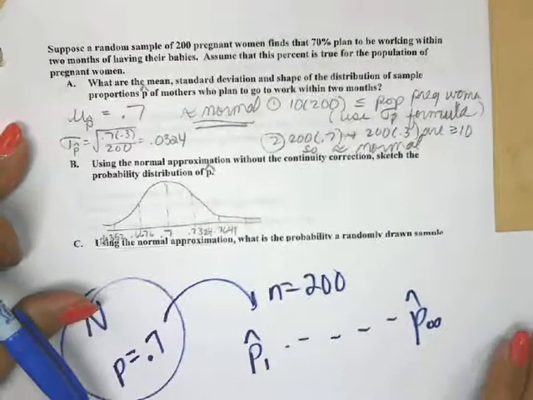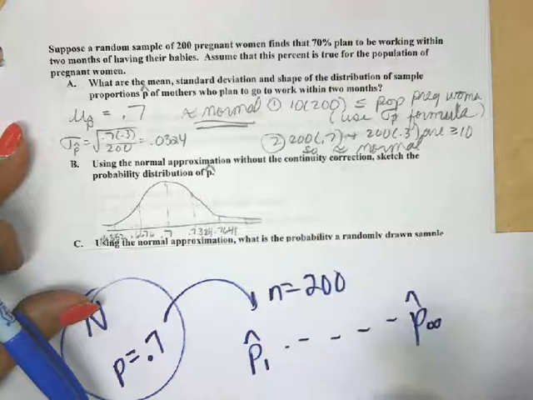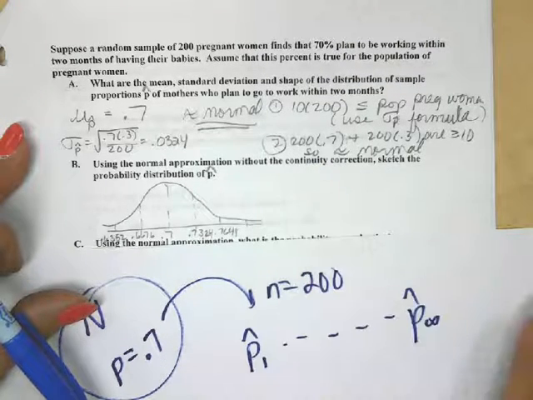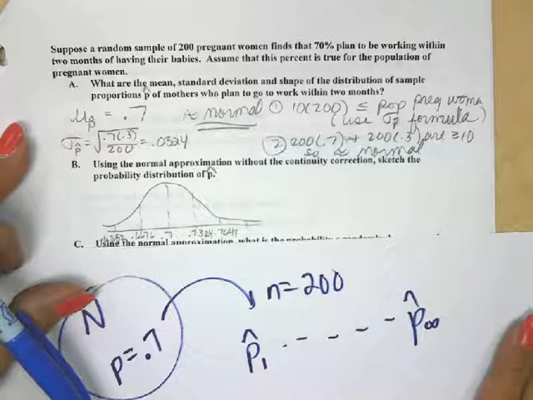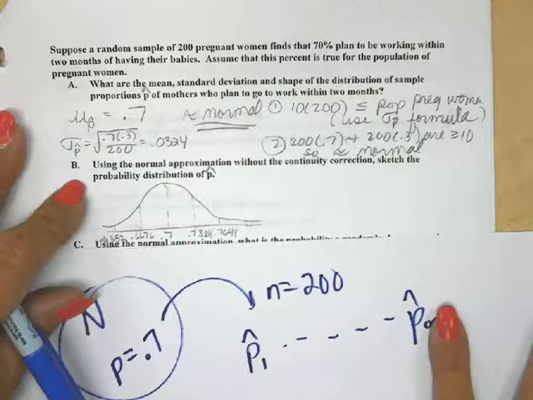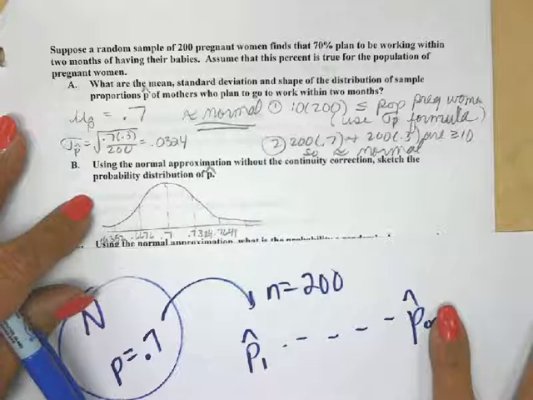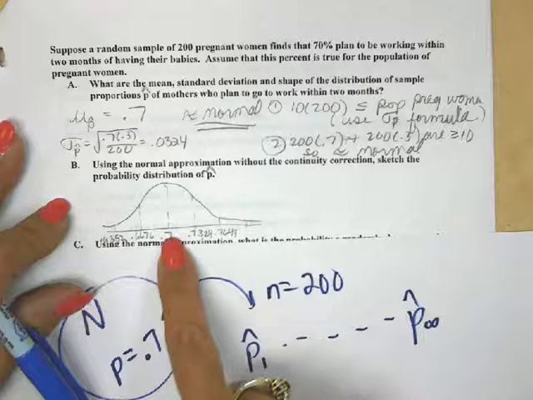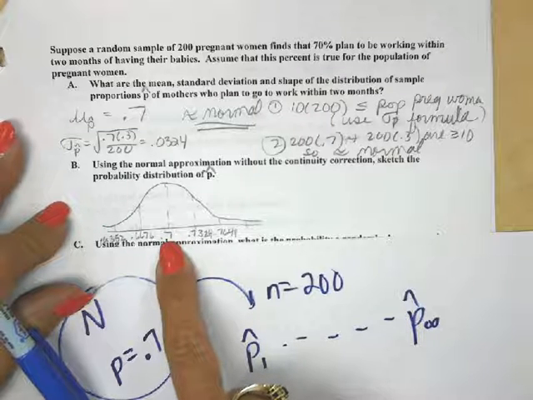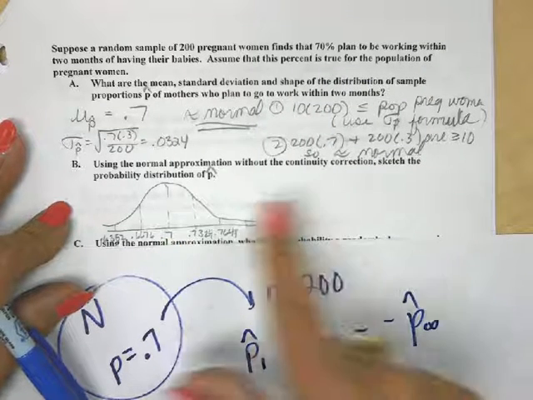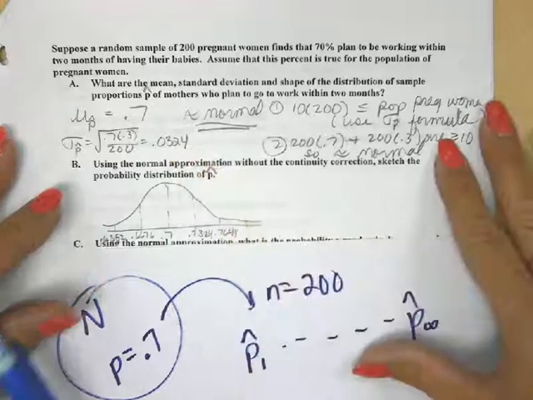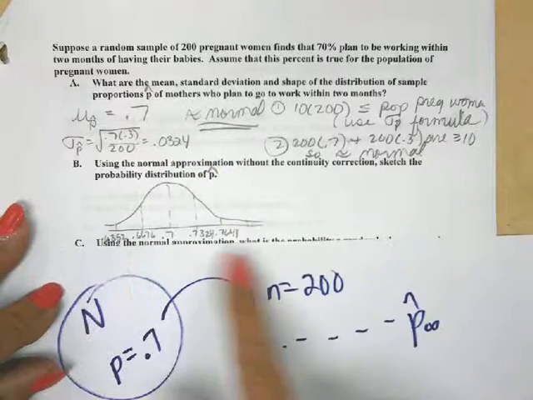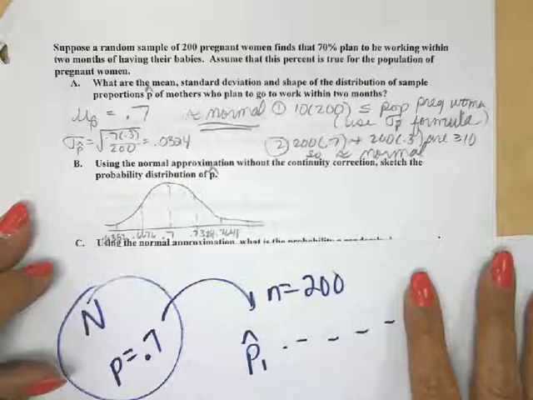Now, I have some notation in here about the continuity correction. Don't worry about that. I'm not going to hold you responsible. So I have, using a normal approximation, sketch the probability distribution of p hats. Smack dab in the center is the proportion of 0.7, and then I know my standard deviation is about 0.03, and I drew out 2 standard deviations to the left and right.